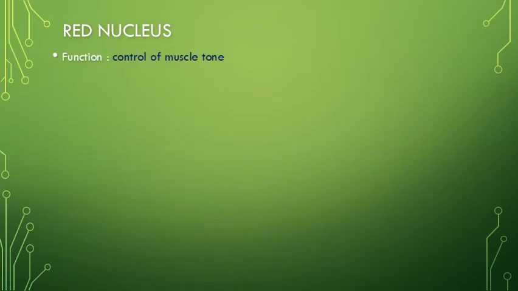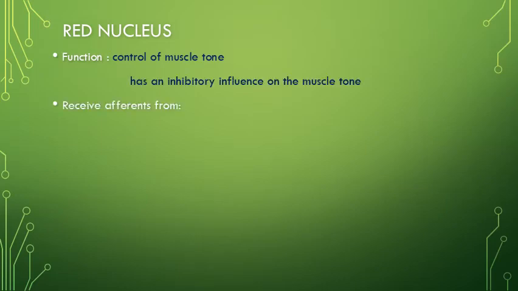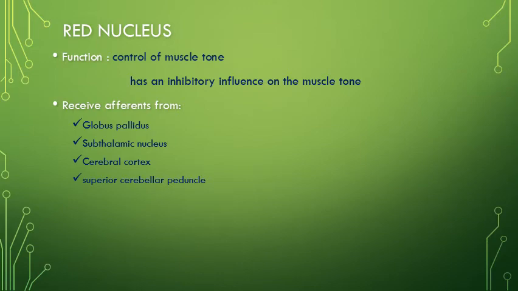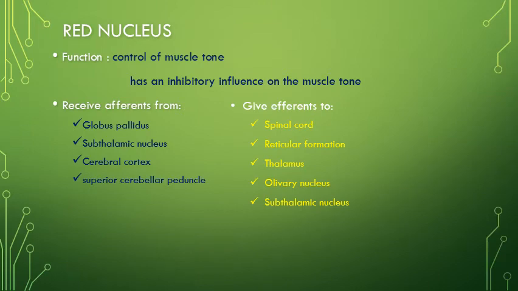So what are the functions of the red nucleus? It also helps in the regulation of the muscle tone. So it has an inhibitory influence on the muscle tone. It receives the afferents from globus pallidus, subthalamic nuclei, cerebral cortex and superior cerebellar peduncle, and gives the efferents to the spinal cord, reticular formation, thalamic nuclei, olivary nuclei, subthalamic nuclei.